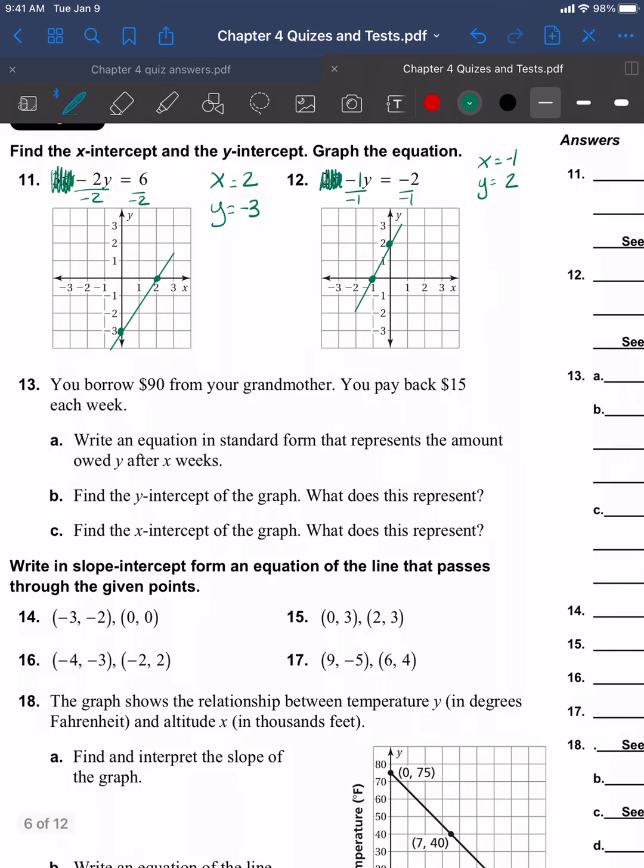You borrow $90 from your grandmother. You pay back $15 each week. Write an equation in standard form. Psst, what's standard form again? Write an equation in standard form that represents the amount owed, which will be our y, after X amount of weeks.